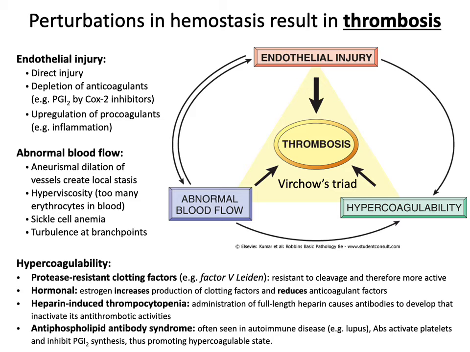The presence of abnormal blood flow also creates shear stress along the wall, which creates turbulence. Okay, and once you have turbulent flow, this will damage the lining of the blood vessels. The presence of conditions that predispose you to a hypercoagulable state will also predispose you to thrombosis. And these three factors, endothelial injury, abnormal blood flow, and hypercoagulability, predispose you to the formation of blood clots. Okay? And this is known as the Virchow's triad.